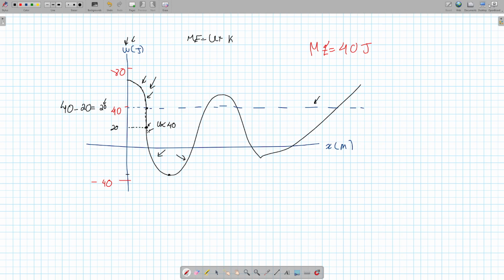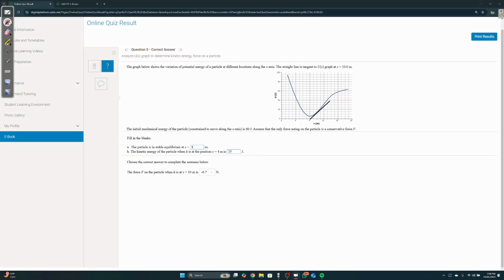Okay, so let's continue. We have our first graph here. This shows the graph of potential energy with respect to displacement. They gave us a straight line, the tangent, which we'll use in a sec. The initial mechanical energy is 60 joules. So what's the mechanical energy? 60 joules. So we can put a nice line like this.